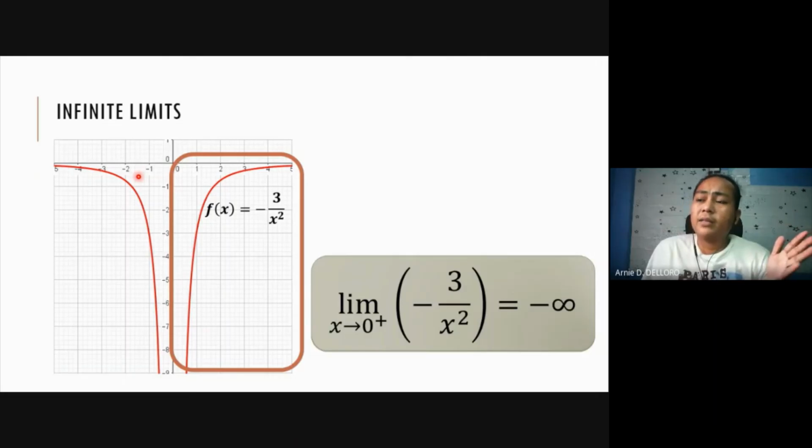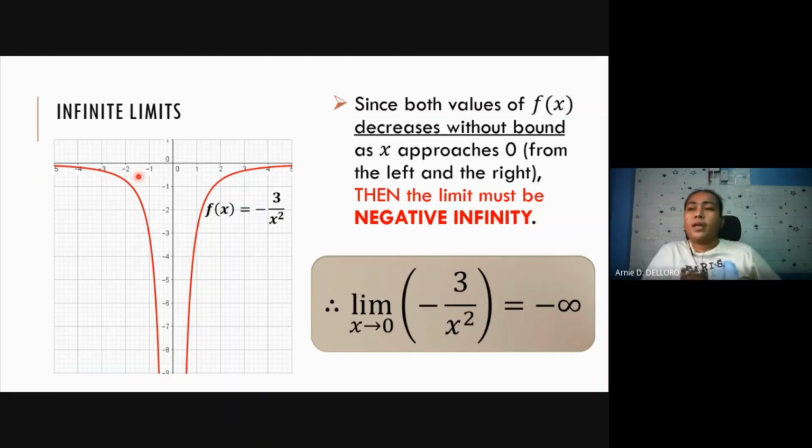So therefore, since the limit from the right and the limit from the left are equal, then the limit of negative 3 over x squared as x approaches 0 is equal to negative infinity. Okay? So, negative infinity yung sagot. Since yung behavior ng graph, or since yung limit from the left is equal to the limit from the right, or the same. Okay? The same yung value. They are both negative infinity.